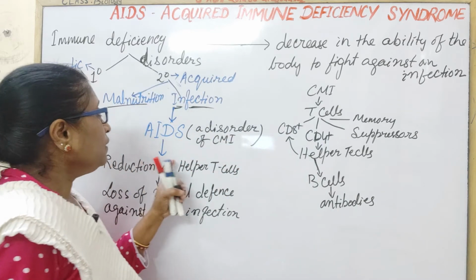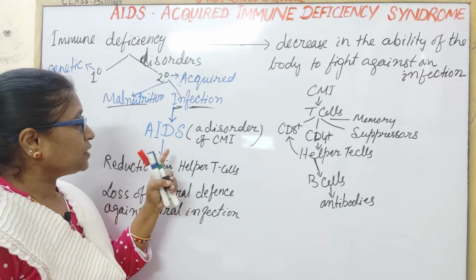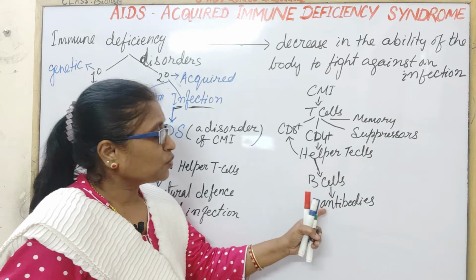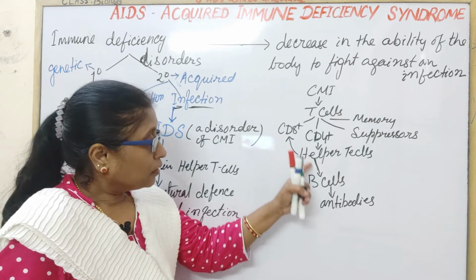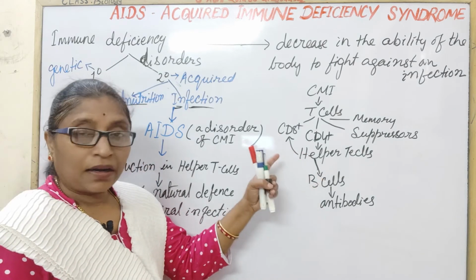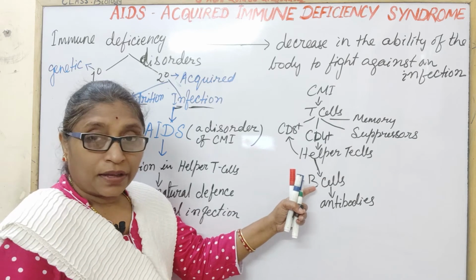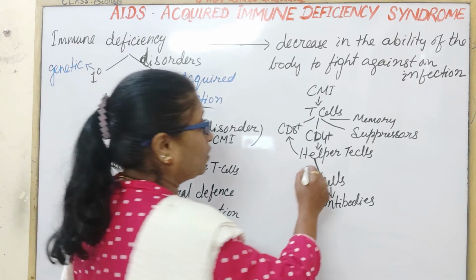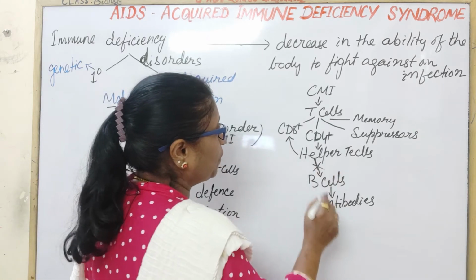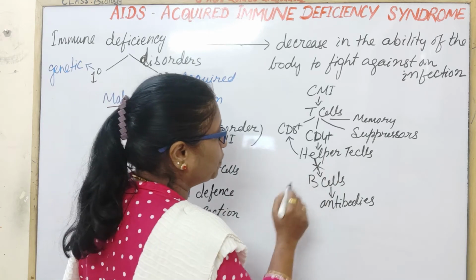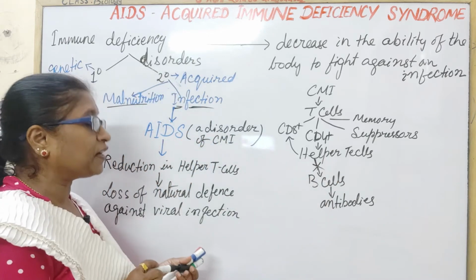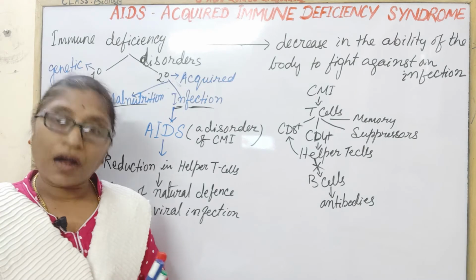So, in acquired immune deficiency syndrome, helper T cells are destroyed. Because of the deficiency of helper T cells, the B lymphocytes, the B cells, are not stimulated for the production of antibodies.